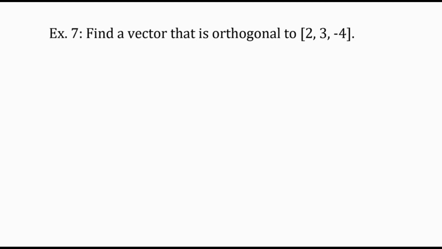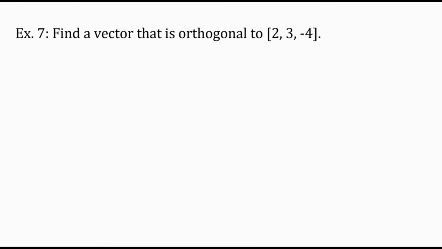Find a vector that is orthogonal to 2, 3, negative 4. What does that word mean? Orthogonal is just another way of saying perpendicular. It tends to be the one we choose in 3 space. You'll see it used more, but you can think of it as meaning the same thing as perpendicular. We tend to use that word when we're talking about vectors, and we tend to use that word in 3 space. So the word is orthogonal.